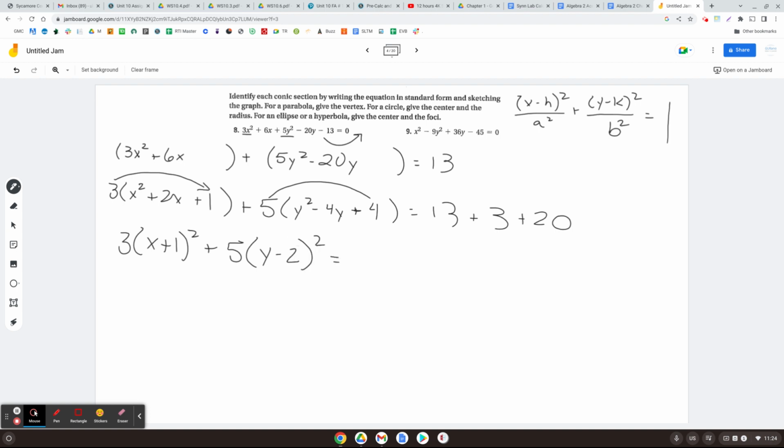equals 36. Oh, nice. Ugh. Okay. So we want it to equal 1. So now we're going to divide everything by 36. Okay. And this is where it's going to get tough. So this is just 1/12. So you're going to get (x plus 1) squared over 12 plus.